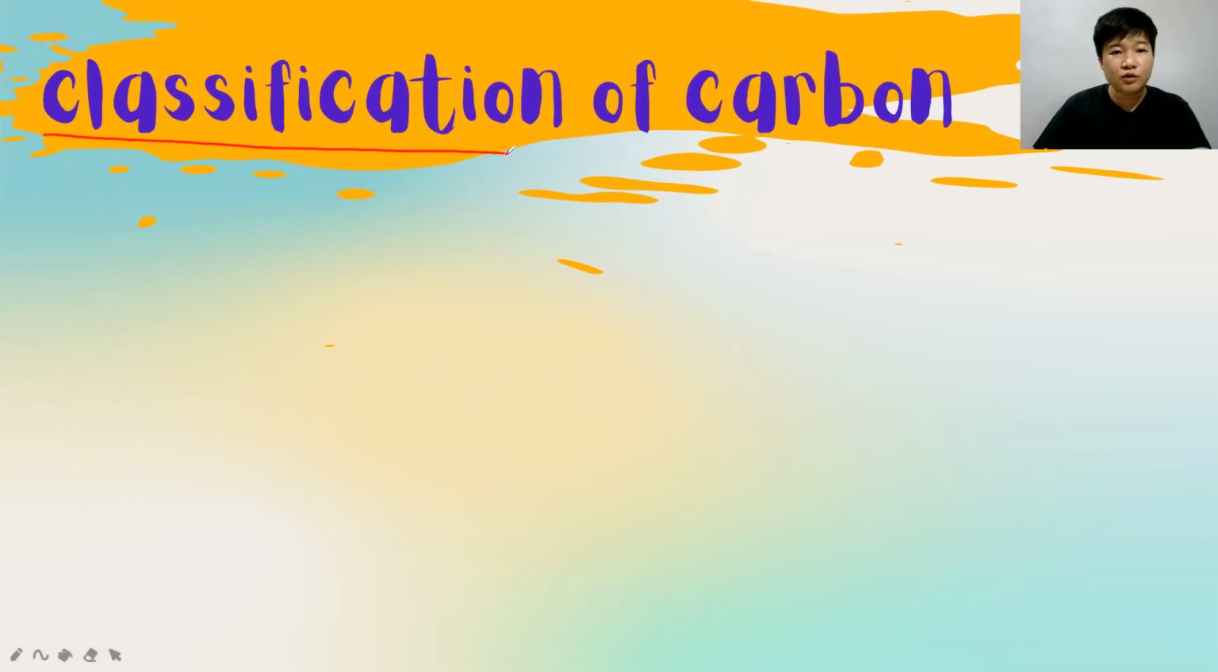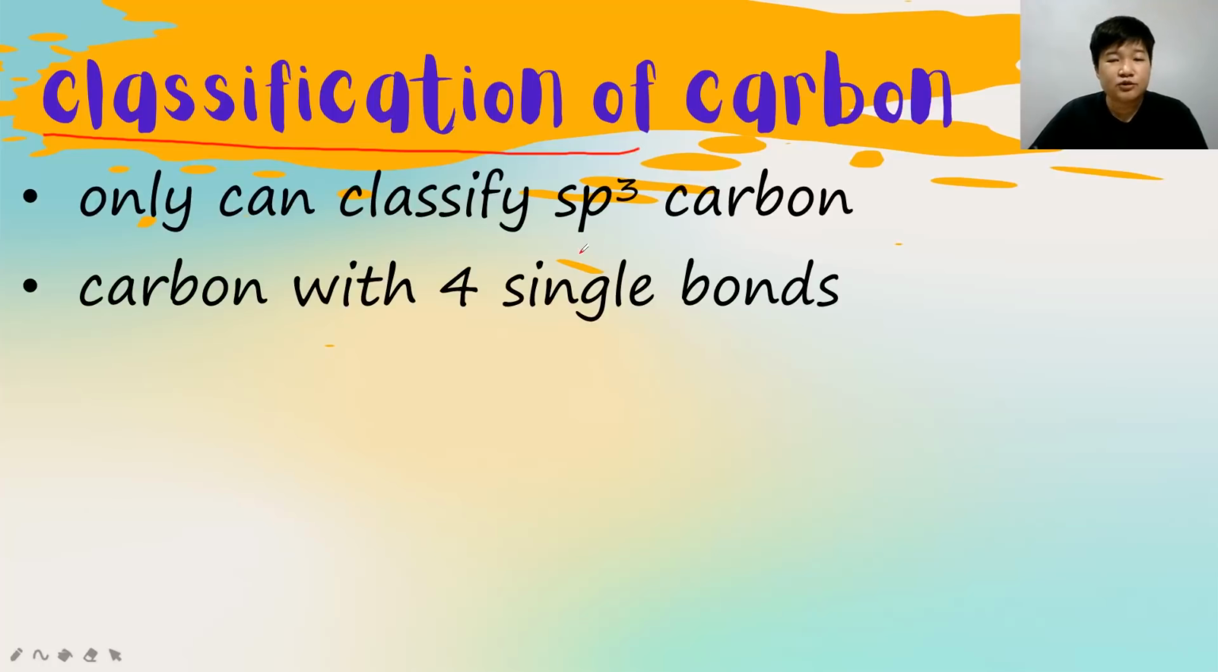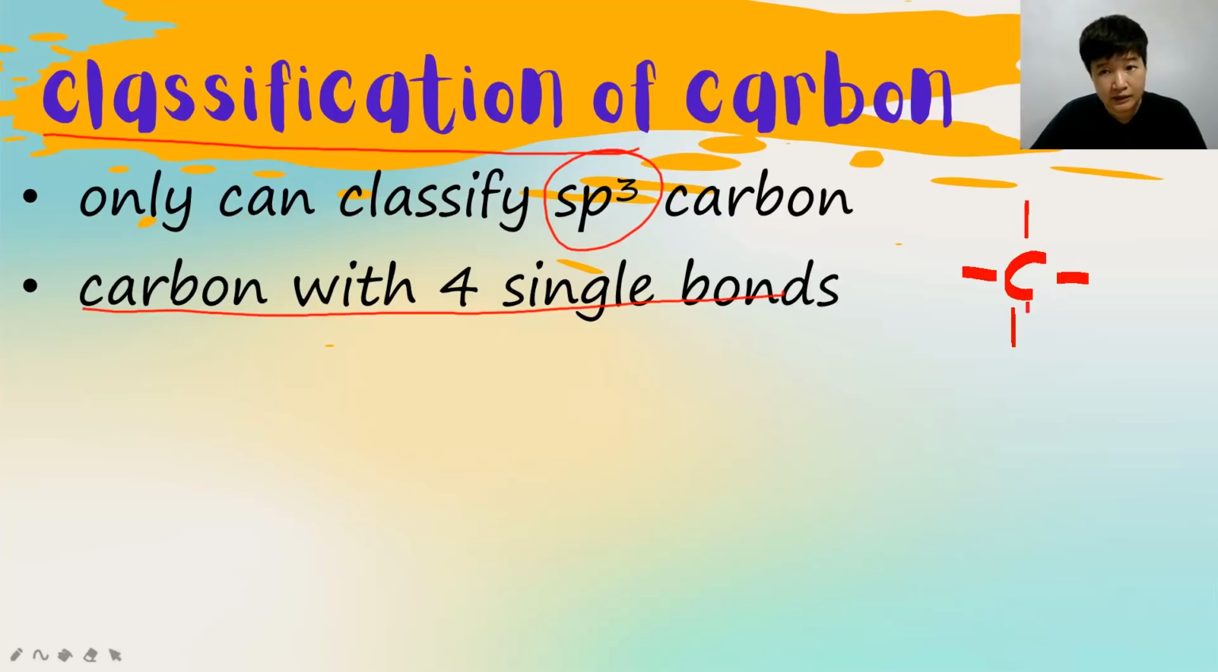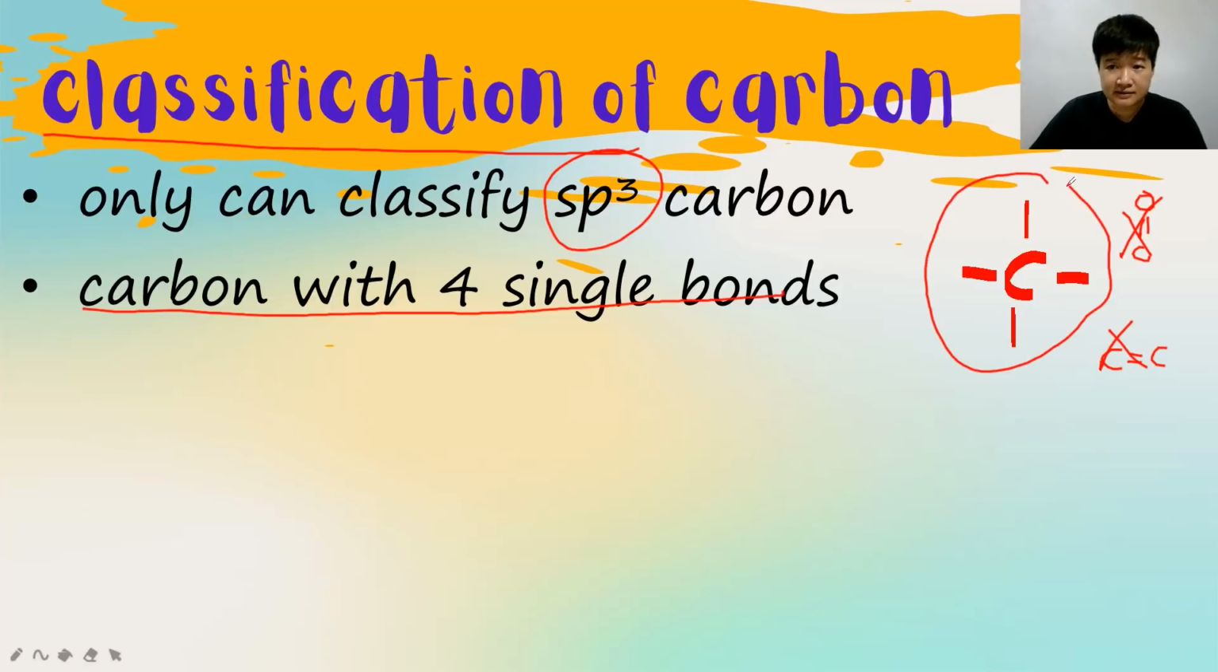Next, we are moving into classification of carbon. Easiest thing ever. There is only one requirement. You only can classify a sp3 carbon. The sp3 carbon means a carbon with 4 single bonds. The carbon must be holding 4 single bonds if you want to classify it. If the carbon is holding a double bond or triple bond, we cannot classify the carbon. For example, if the carbon is a C double bond C or the carbon is C double bond O, we cannot classify the carbon in that. The only carbon that we can classify is the carbon holding 4 single bond.